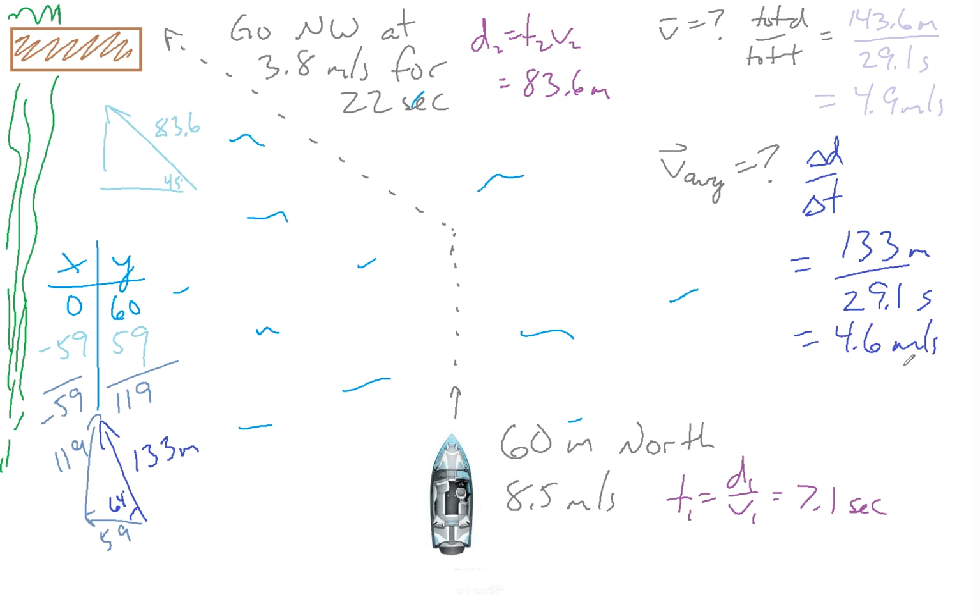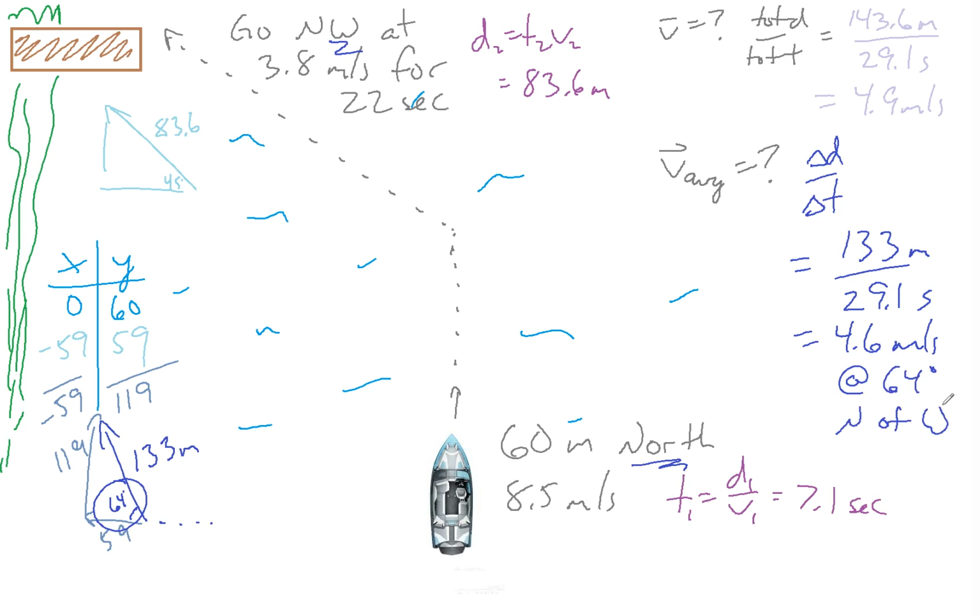Don't forget the angle. I need the angle. And since I started with compass, I should end with compass. So that's the 64 degrees that we found. I don't have to take it from the positive X because I'm going to use compass directions. And that would be 64 degrees north of west. And that would be the average velocity.